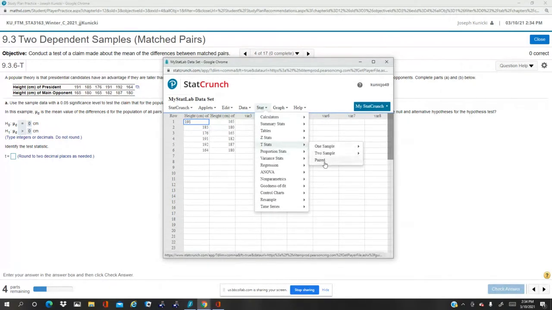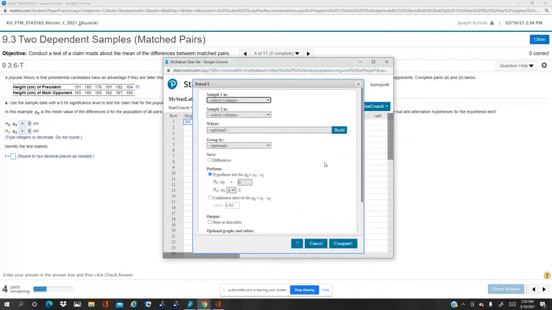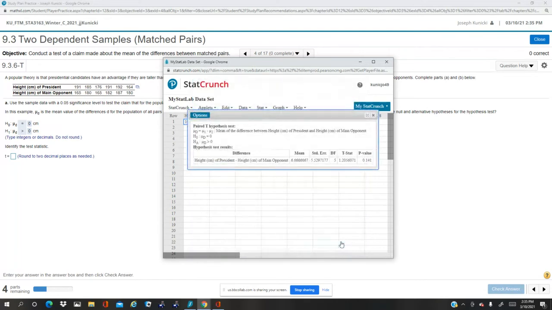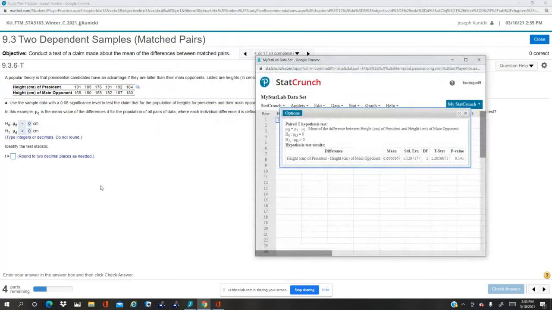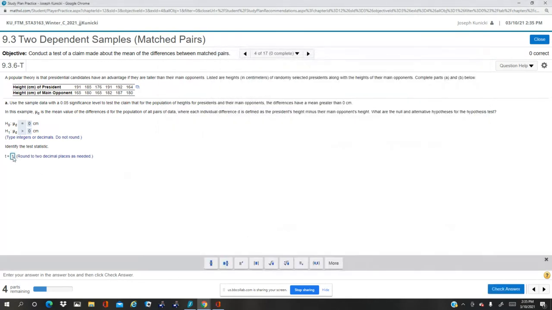So when I go to T stat, I go paired. And that means it's a dependent sample. That means they're paired observations. Each president's paired with an opponent. The only thing that changes here has to be a right-tailed test. It's automatically set up the way we want it. Compute. So it looks like the t stat is 1.21, 2 decimal places.